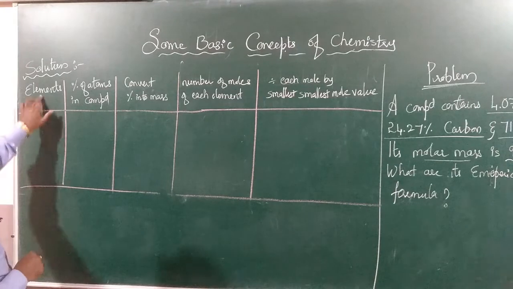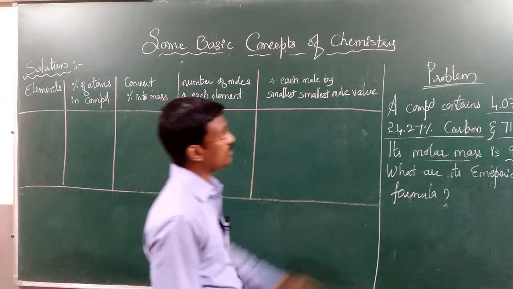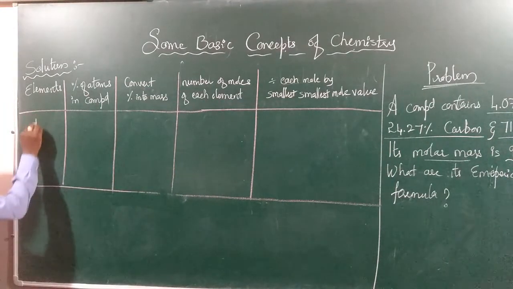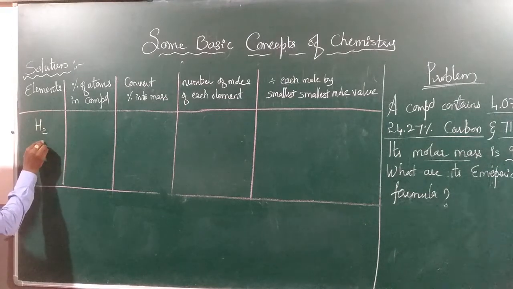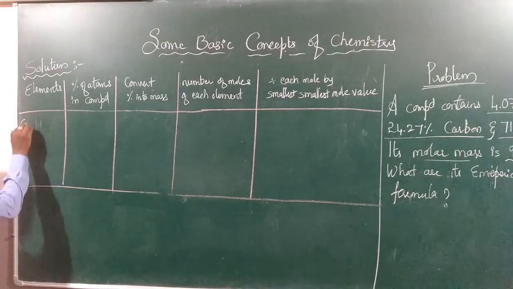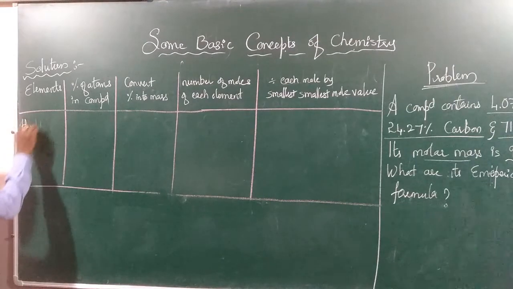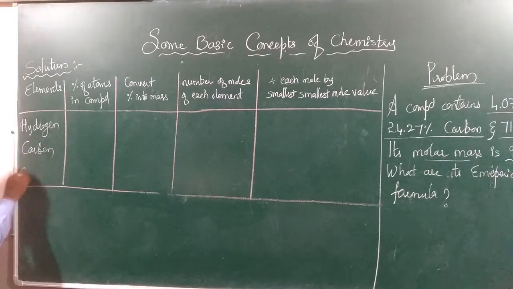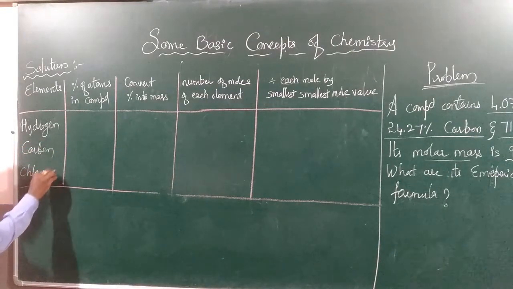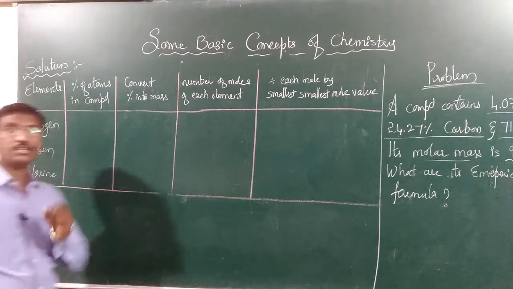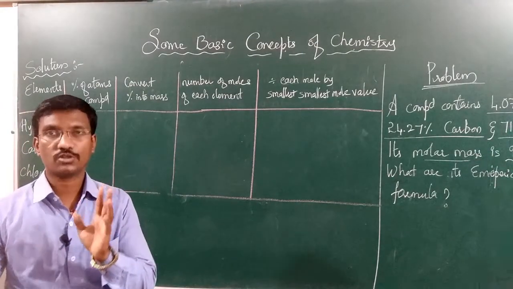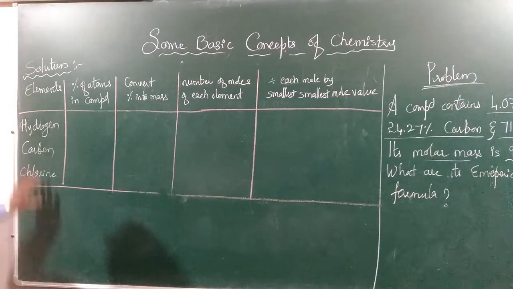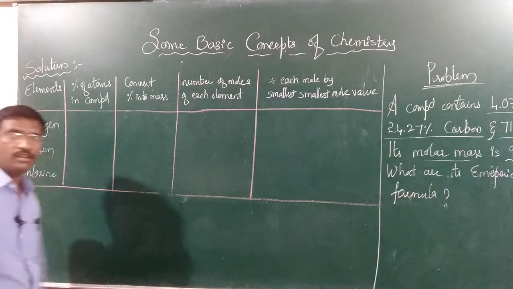The elements present in this problem are hydrogen, carbon and chlorine. Therefore I am writing the elements present. The first one is hydrogen, next one is carbon. We can write H2, or generally write hydrogen, carbon and chlorine. Whenever you write hydrogen and chlorine, you must use the diatomic form. You are not supposed to use H or Cl. You have to write H2 and Cl2 because these are gases that exist as diatomic molecules, whereas carbon exists as a single atom.